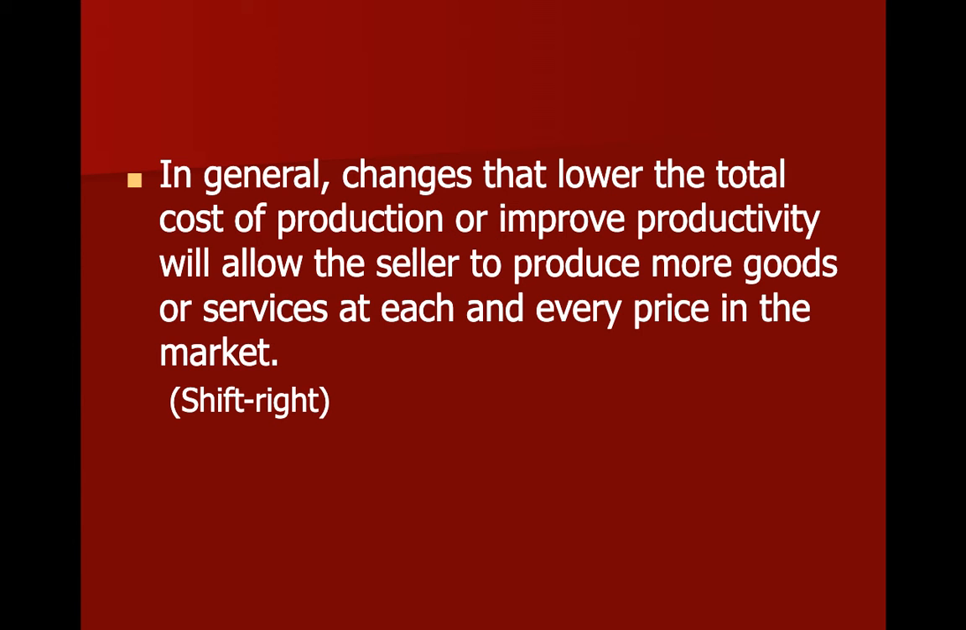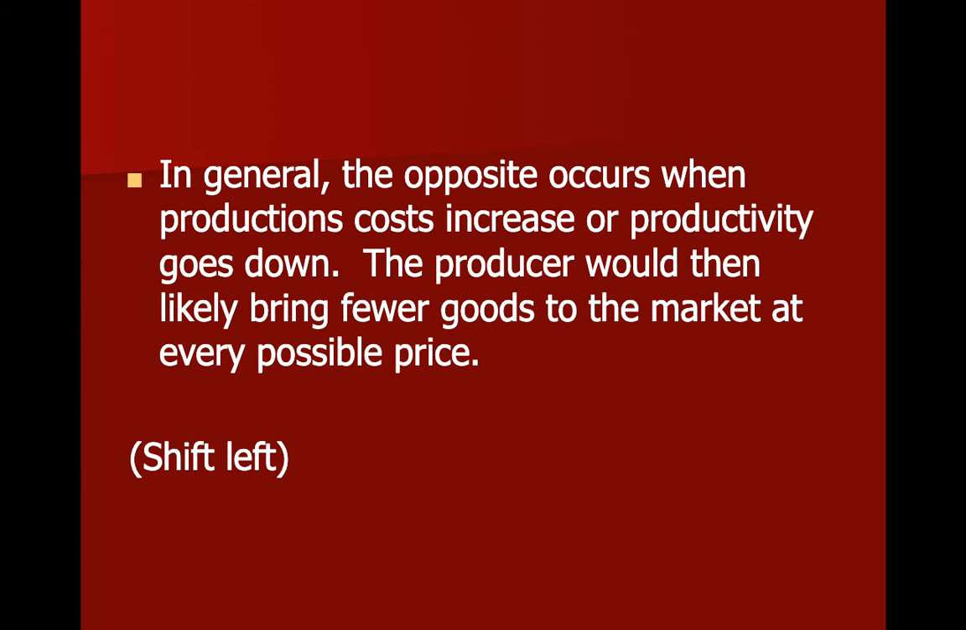In general, changes that lower the total cost of production or improve productivity will allow the seller to produce more goods or services at each and every price in the market, which means it's going to shift to the right because it's an increase. If we were seeing a decrease, then it would be shifting to the left. And that's exactly what this one is. The opposite occurs when production costs increase or productivity goes down.